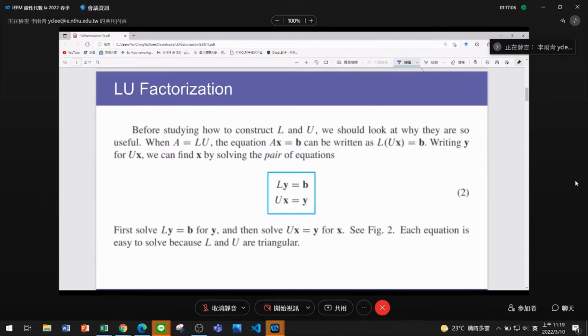So before we go to the computational part, like how we construct L and U, we will look at why they are useful. When A equals LU, now we are already given this relationship. A can be represented by a product of L and U. So we go back to the linear system. This one is called a linear system. We're back to the linear system that we are constantly interested in.